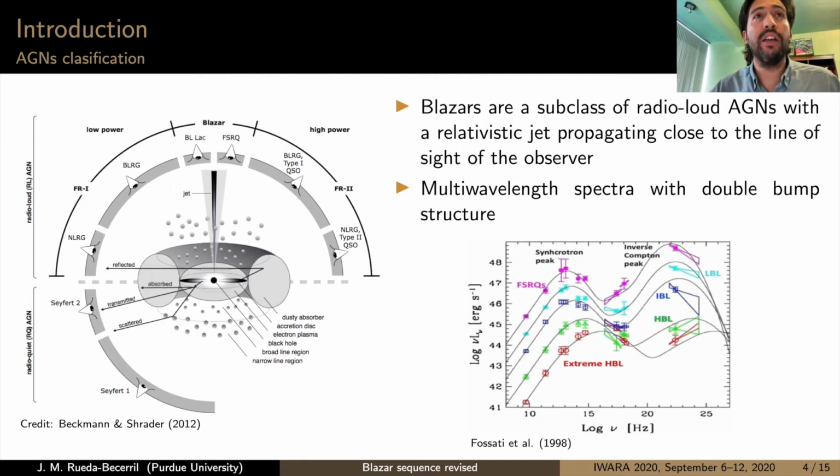Active galactic nuclei are galaxies with their core brighter than the galaxy itself. The standard model of AGNs states that a supermassive black hole is living at the core of the galaxy. This supermassive black hole is surrounded by an accretion disk, by a dust torus, and gas clouds characterized by their emission line features are also surrounding this object.